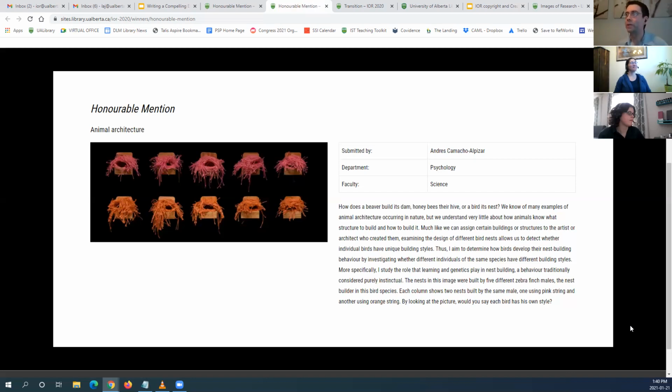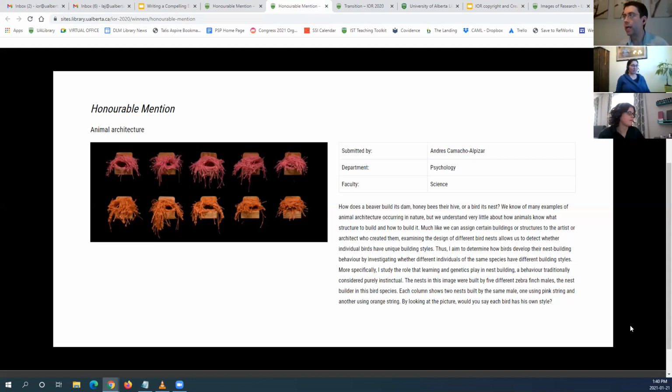How does a beaver build its dam, honeybees their hive, or a bird its nest? We know of many examples of animal architecture occurring in nature, but we understand very little about how animals know what structure to build and how to build it. Much like we can assign certain buildings or structures to the artist or architect who created them, examining the design of different bird nests allows us to detect whether individual birds have unique building styles.